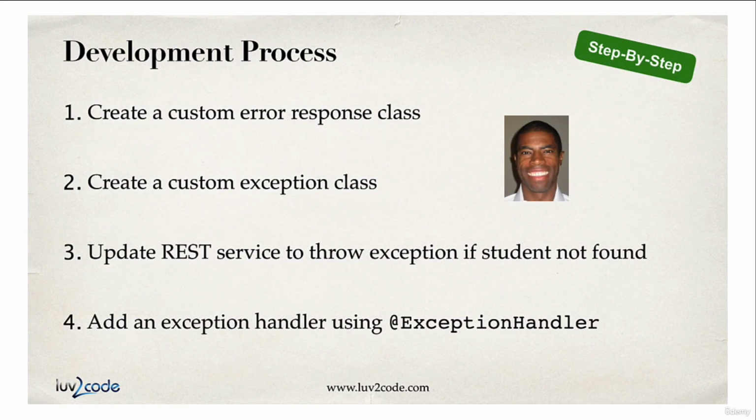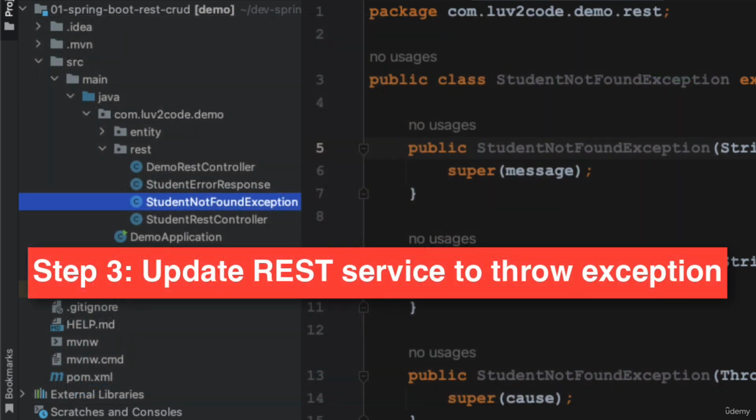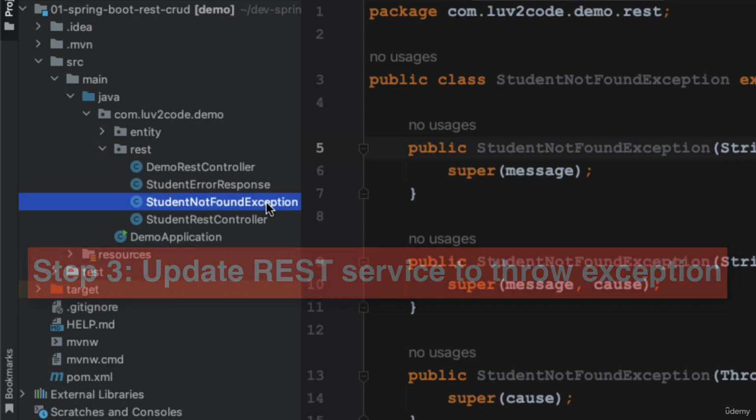Okay, so we're making good progress. We've already covered steps 1 and 2. Now in this video, we'll cover step 3 of updating our REST service to throw the exception if the student is not found. So let's move over to our REST service, our student REST controller, and make those updates to throw the exception.